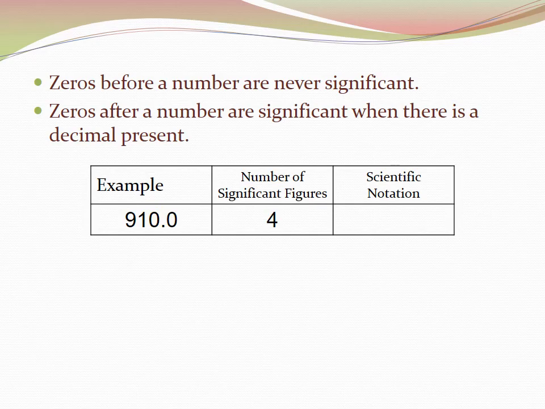When we put it into scientific notation, we have to have 4 digits in scientific notation because we said there are 4 significant figures. So that'd be 9.100 times 10 to the, well, the decimal moves 2 spots, so times 10 to the positive 2, and positive because 910 is a big number.